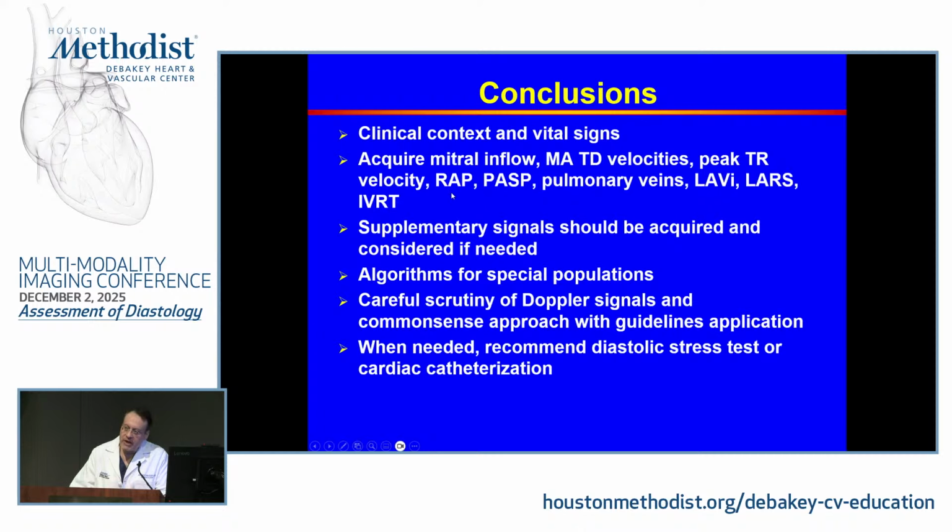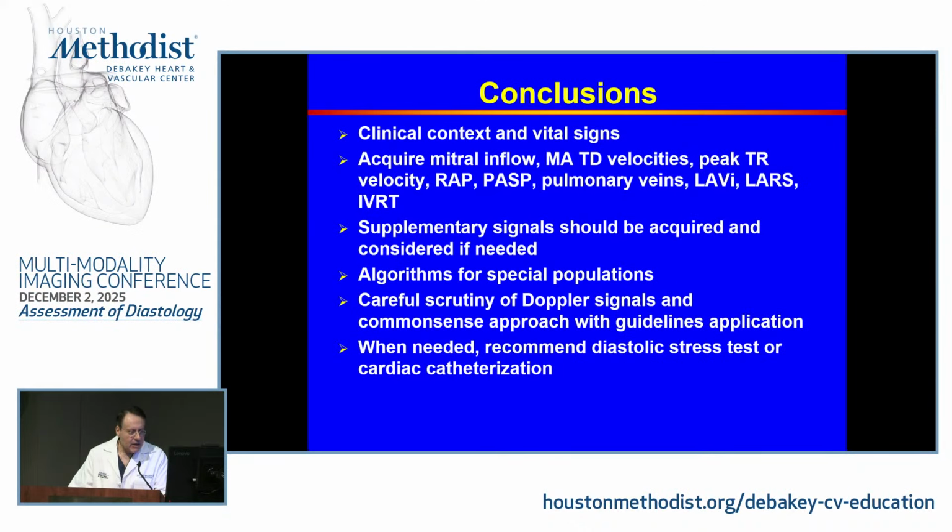We need to look at the right atrial pressure assessment, so good subcostal views. Pulmonary vein acquisition, dedicated LA views that do not foreshorten the left atrium, LA reservoir strain, and isovolumic relaxation time. Because I do not know what quality these signals will be like or what limitations they may have in a particular patient, I want to get all the other supplementary signals as well.